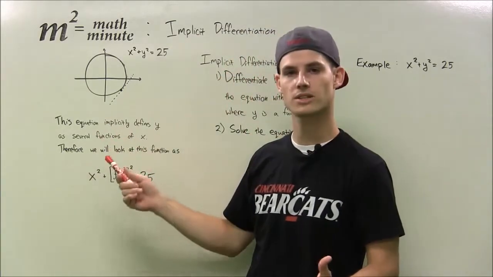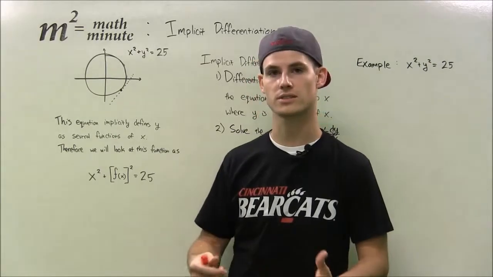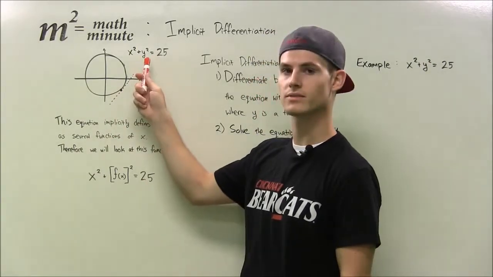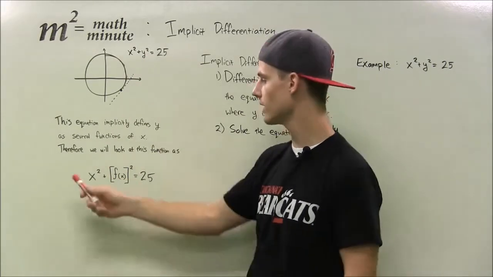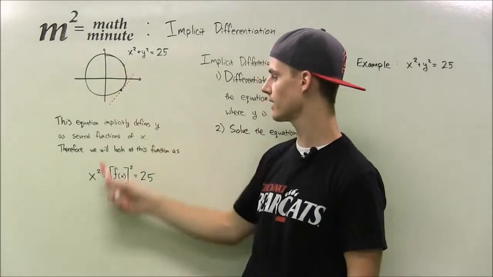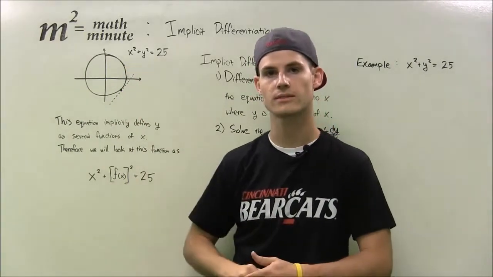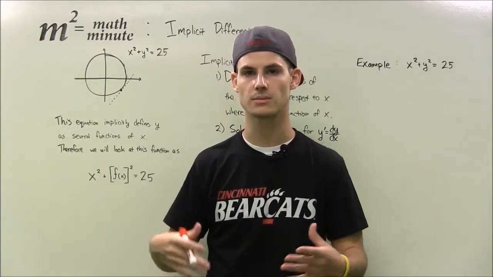So what this equation actually does is it implicitly defines y as several functions of x, which is really confusing. But all that says is that we're going to treat this variable y as a function of x. So we can rewrite this equation like this: x squared plus a function of x squared equals 25. So what we're going to do is implicit differentiation, and there's a few steps that help us do this.